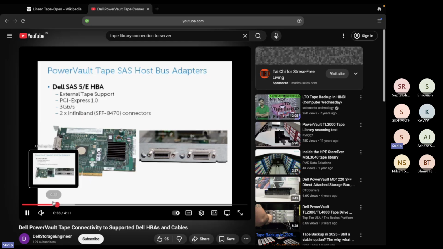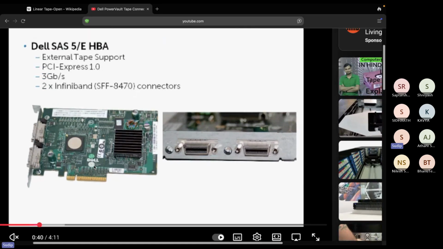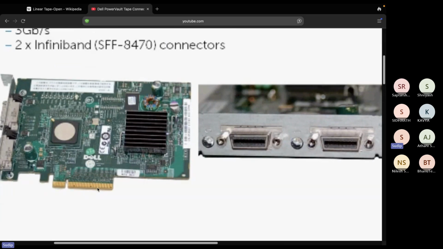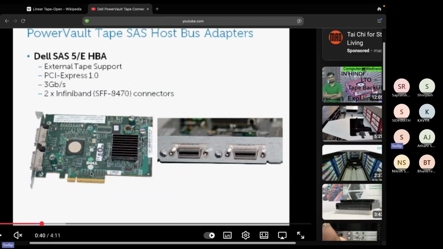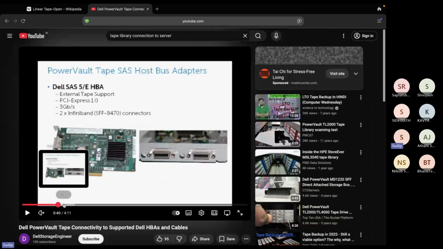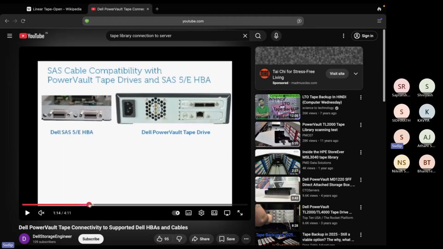Yeah, this is called a SAS HBA. If you see the ports, these are SAS ports. These are used for connecting tape drives or tape library to a server. This card actually sits inside your server. You see this slot, this is a PCIe card. And on your tape side, you will have similar ports, like this. All you have to do is connect the SAS cable into that port on the tape drive.